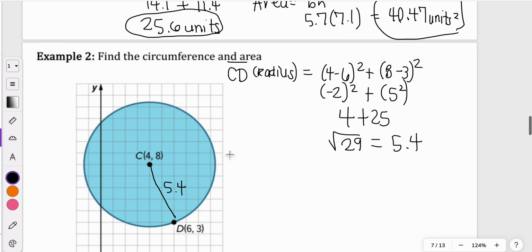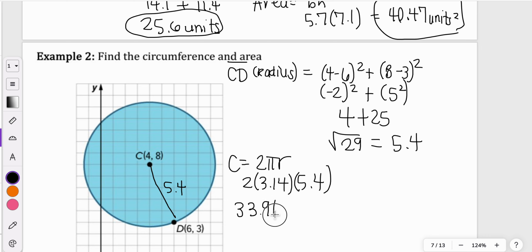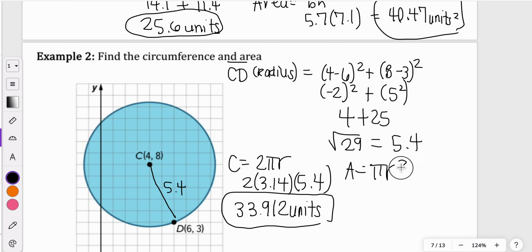Okay, so to find circumference, I'm going to use the 2 times pi times radius formula. So 2 times 3.14 times 5.4. We're going to get about 33.912 units. It didn't tell us what to round to, so I'm just going to show everything there. And then for area, we're showing pi times radius squared, so 3.14 times 5.4 squared, or 91.5624 units squared.